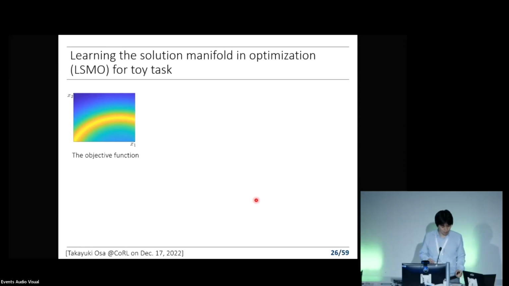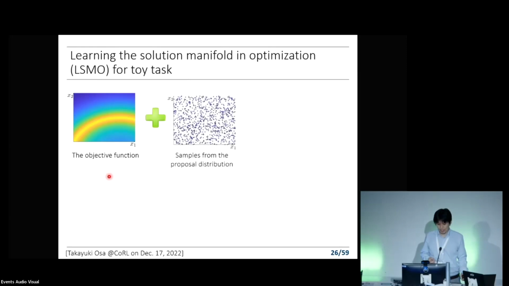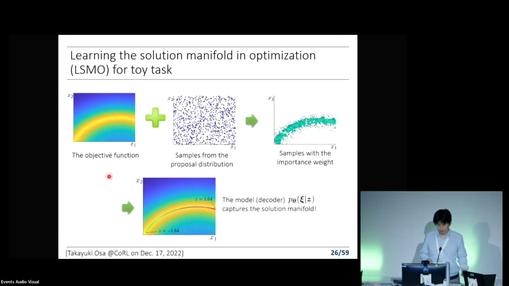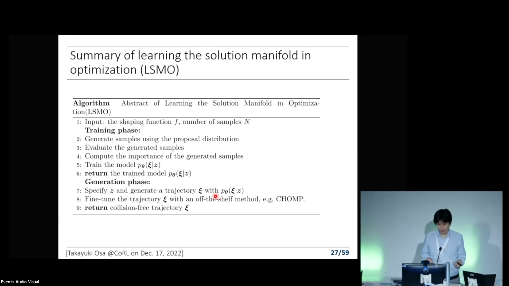Let me show you an example. Suppose that we have a cost function here, an objective function here. Then we generate samples from the proposal distribution. The proposal distribution is uniform in this case. Then we evaluate the importance of each sample. Then we can train the model in a way that it outputs the samples along the ridge of the objective function. So here is the procedure of the second method. The procedure is almost the same as the first one, but we use a different model and we slightly modify the objective function.